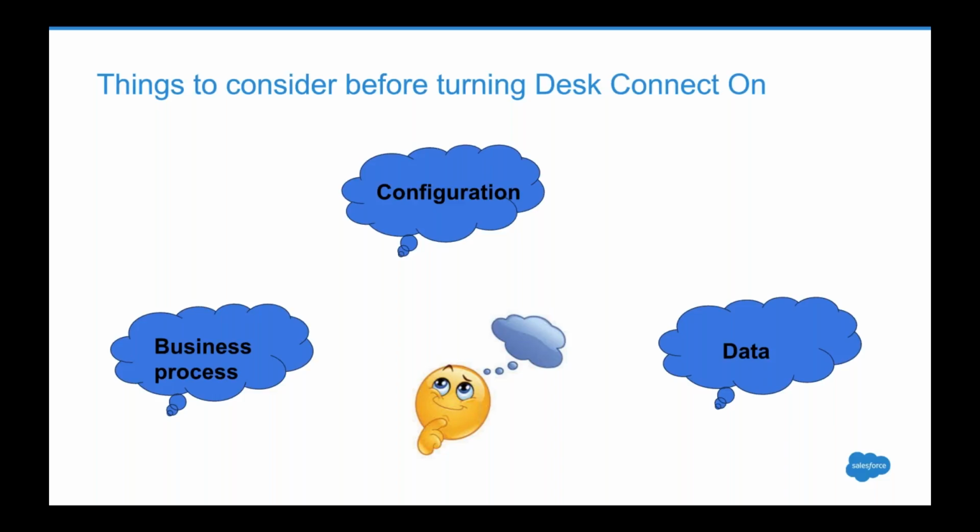What's your business process like? Do you have a lot of data in Salesforce, or do you have a lot of data in Desk? Do you want bi-directional sync, or do you only want single direction sync?